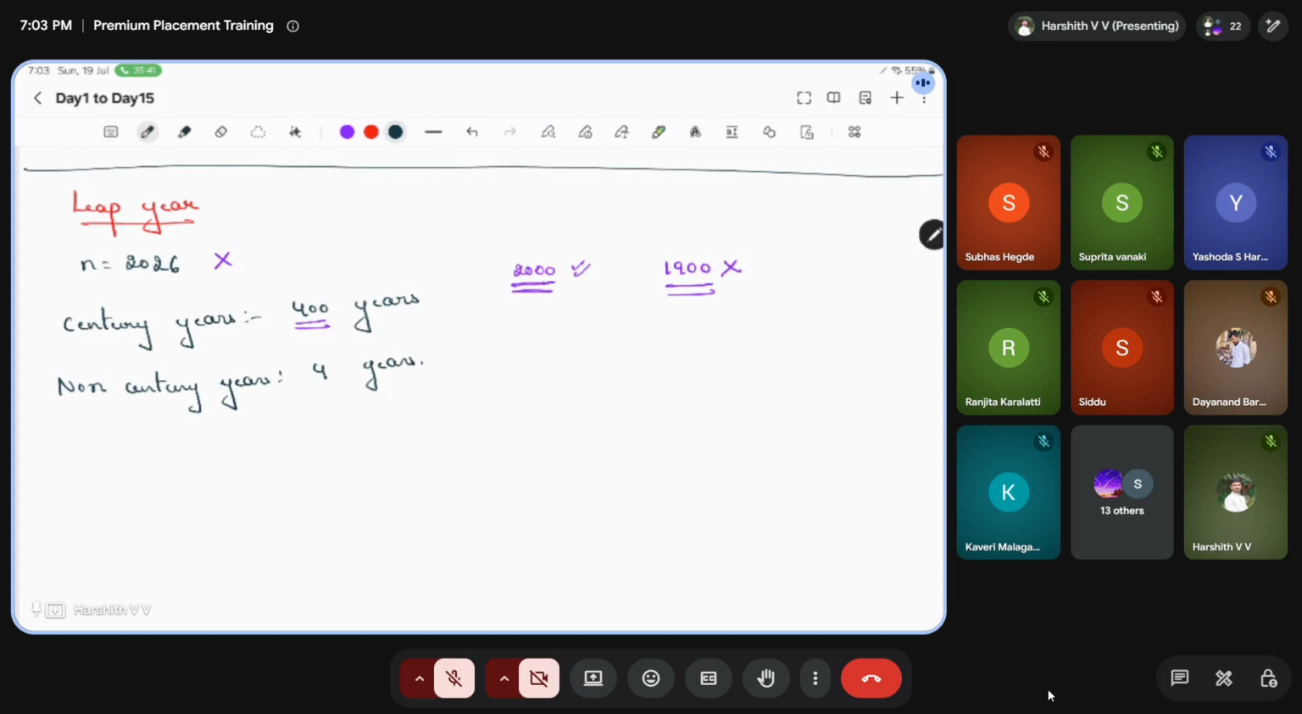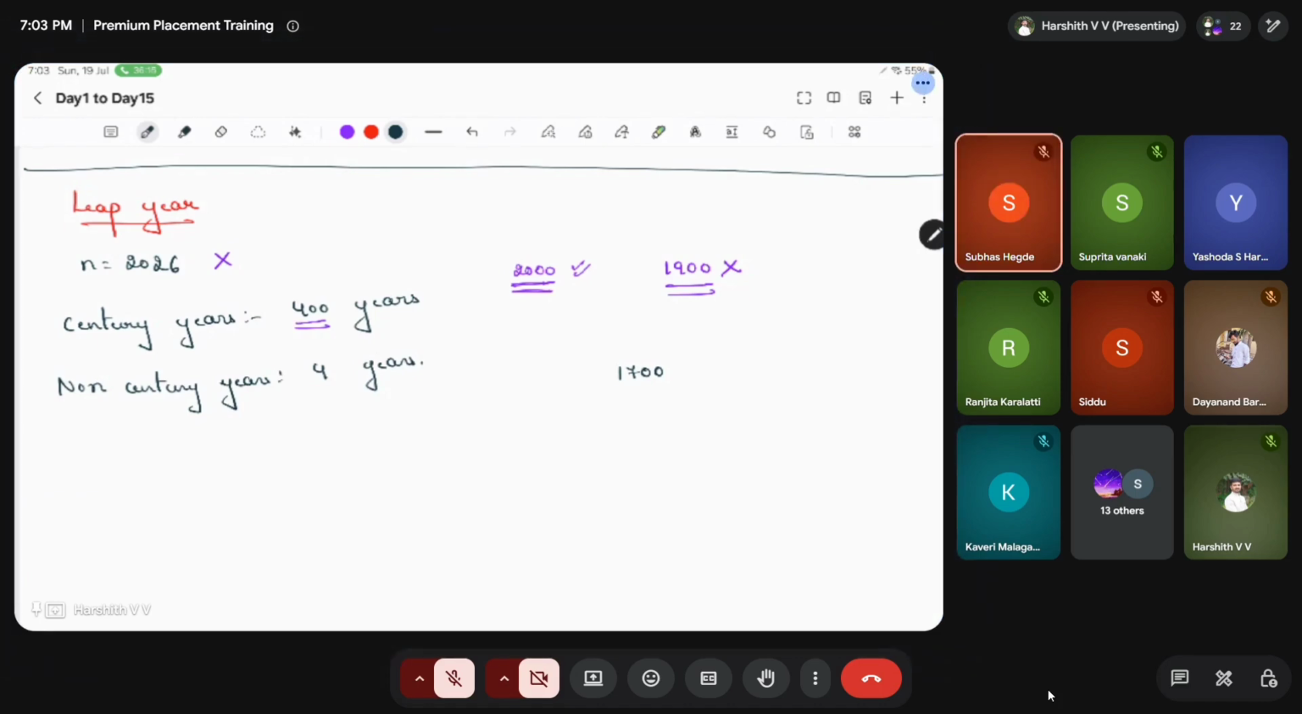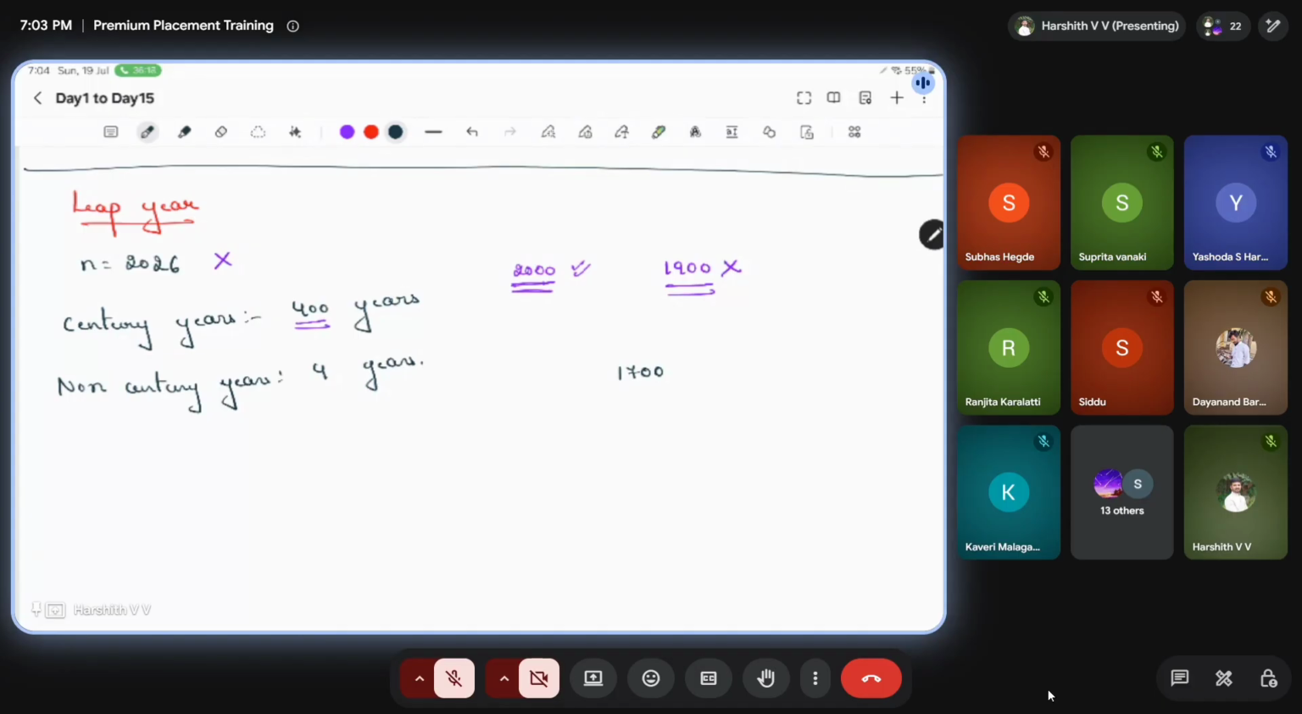Why? Because it's a century year. For a century year, the condition is different from a non-century year. Remember this: for century years, the year should be divisible by 400. For non-century years, it should be divisible by 4. Then only it is a leap year. If I give you this example, 1700, is it a leap year? No. How do you check? By dividing by 400. It is not divisible by 400, that's why it's not a leap year.